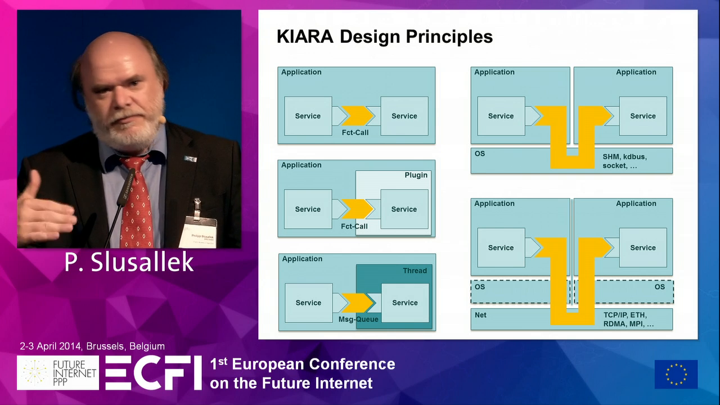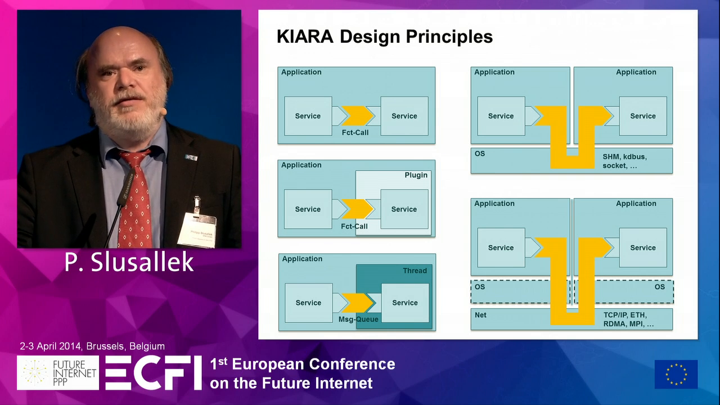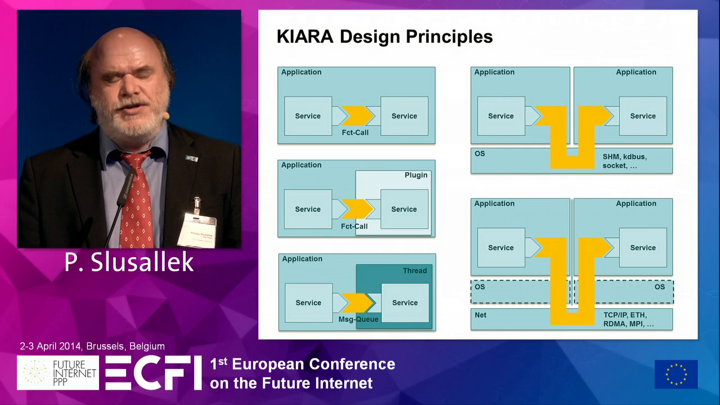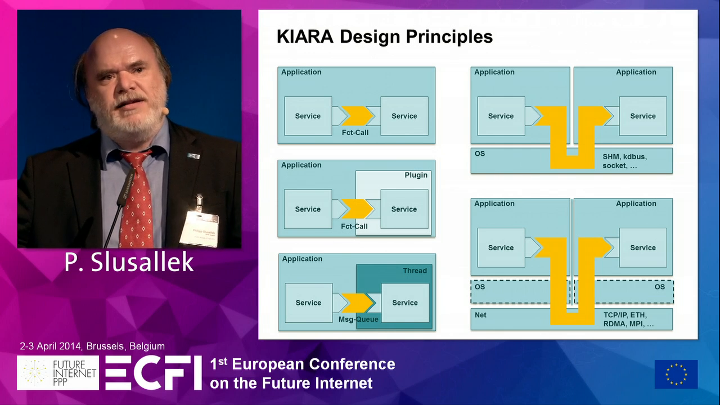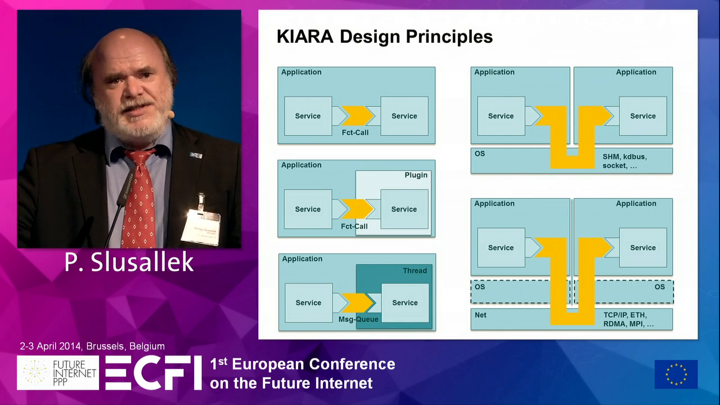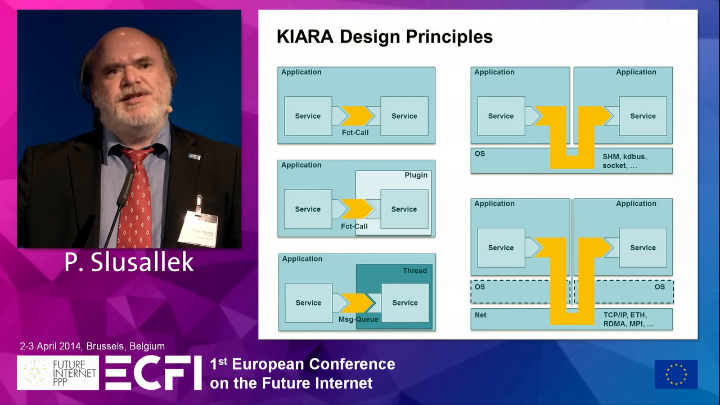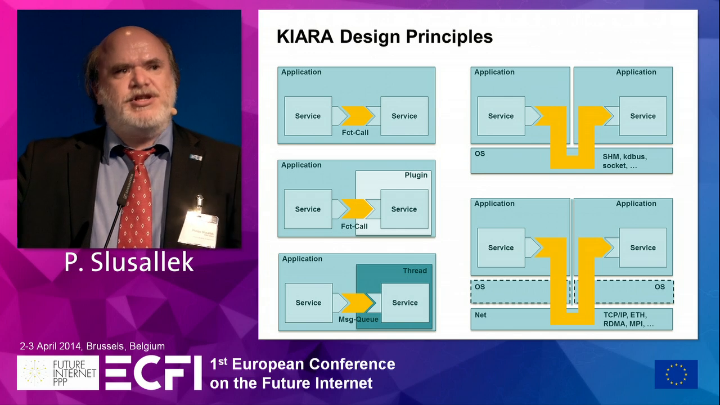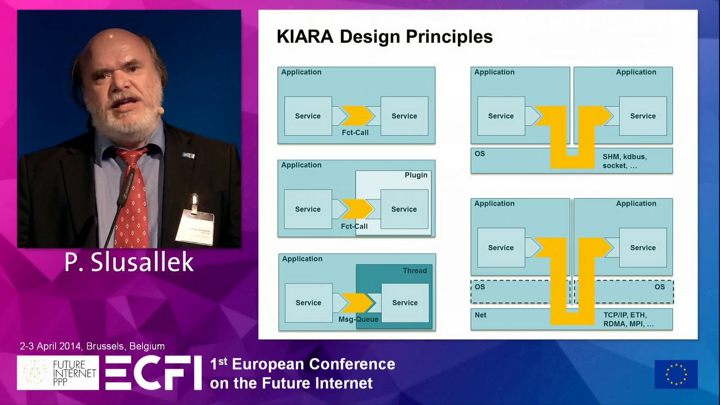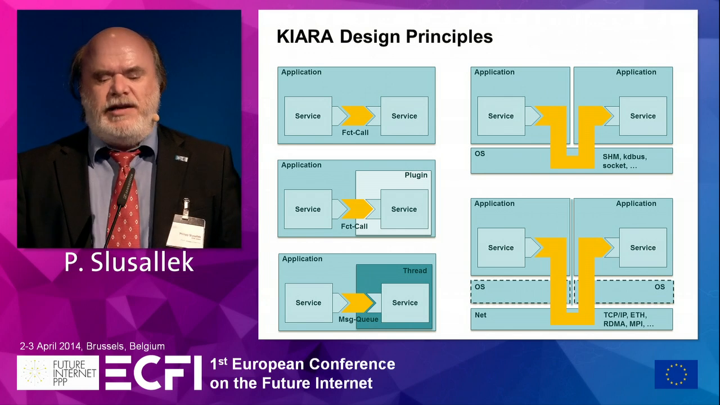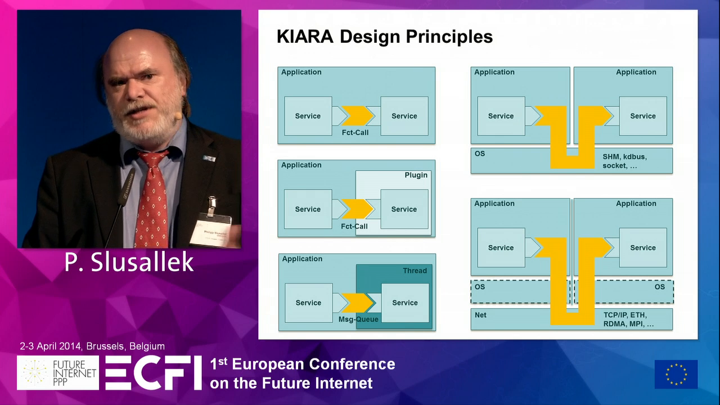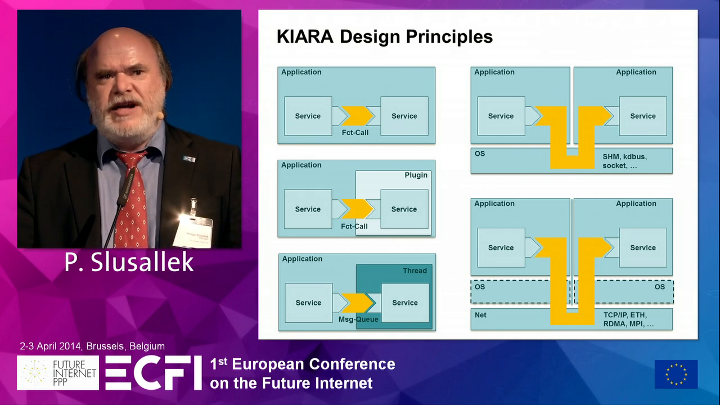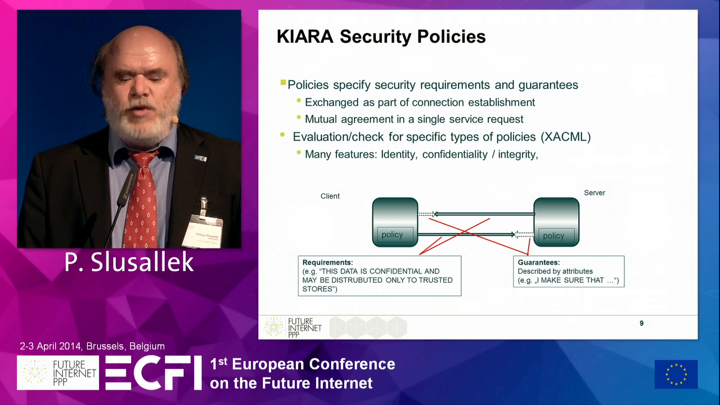We can have a service talk to another service that is within the same application. It can be in a different thread. It can be in a plugin. It can be on the same machine but in a different address space, in a different application. Or it can be somewhere else across the internet, and we actually need to talk about the network. In each of those cases, we need to generate slightly different code to fulfill the security and privacy requirements, but also transport the data in a really fast way.